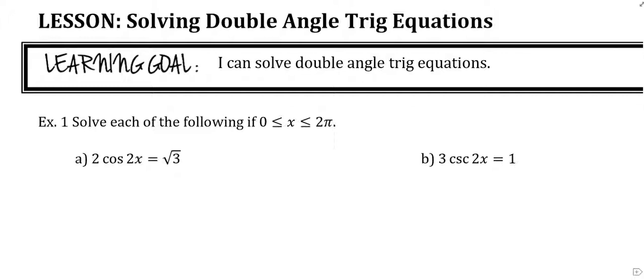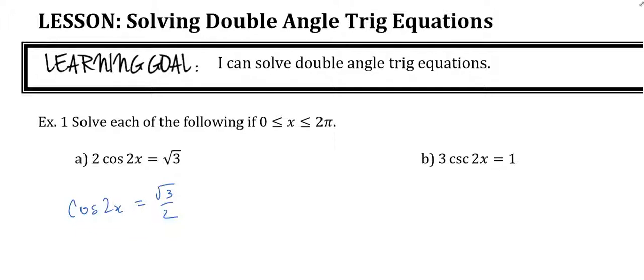So how do I solve a linear? I throw all the junk on the other side. So the first thing I'm going to do is move the 2 over. And I get cos of 2x equals root 3 over 2. Yes? What do you notice about that? Adam? It's a double angle. Thank you.